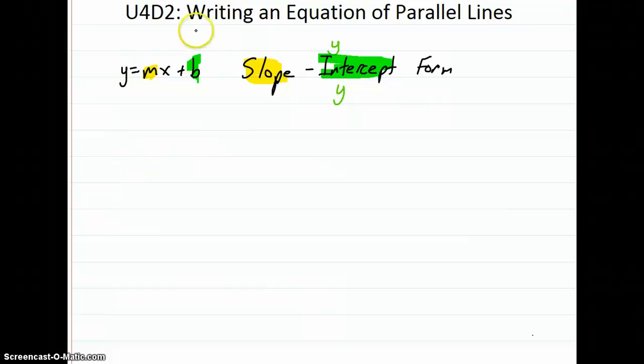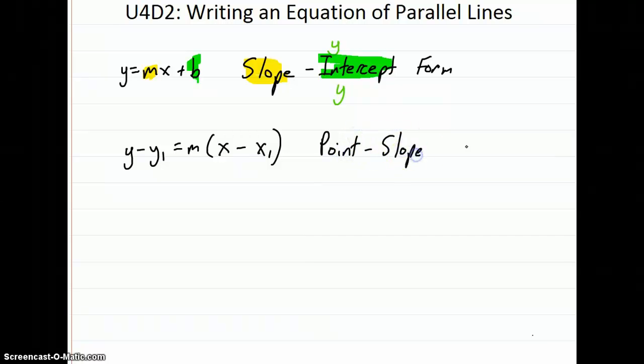Now the equation that we'll be using to get this answer is our point slope formula, which is y minus y1 equals m times x minus x1. This again is called the point slope formula. In order to use this, you need two things. You need the slope, and you're going to need a point. The point that I give you, you'll plug into the x1 and the y1.